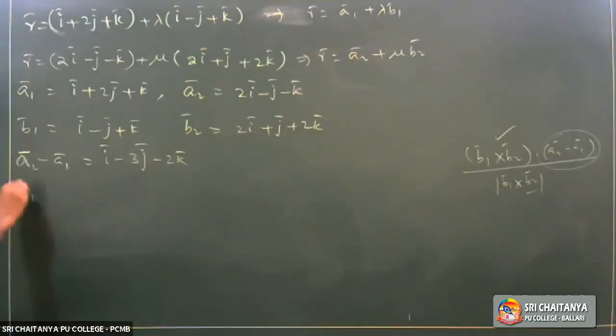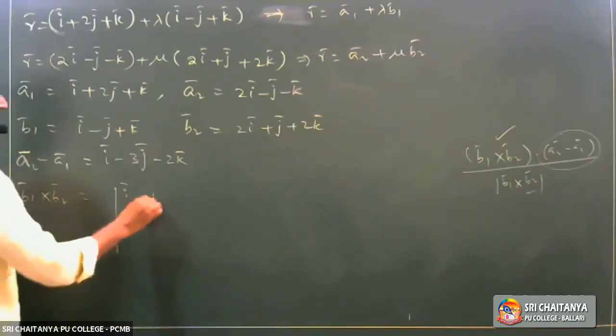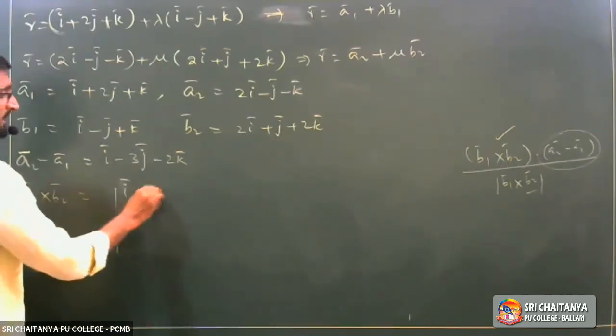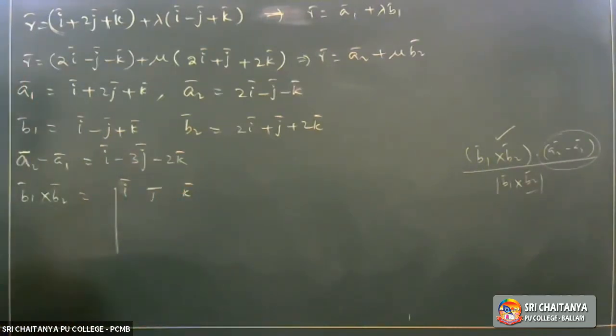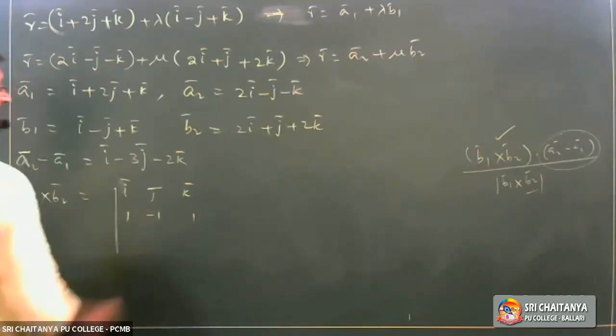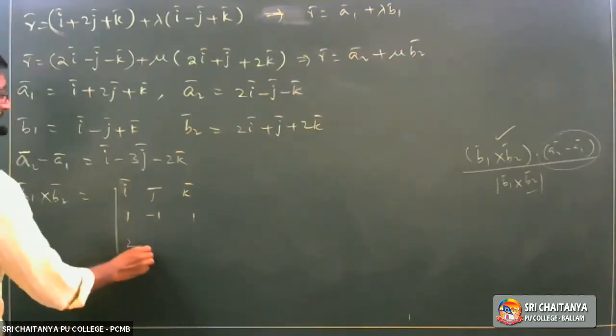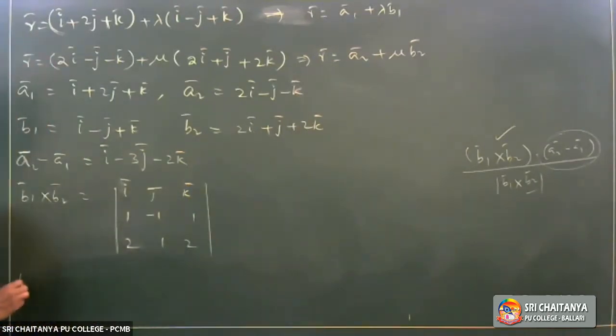Find out B1 bar cross B2 bar. How to find out B1 cross B2? I bar, J bar, K bar. Now B1 is 1, minus 1, 1, and B2 is 2, 1, 2. Now what is B1 cross B2 bar? Observe this one.